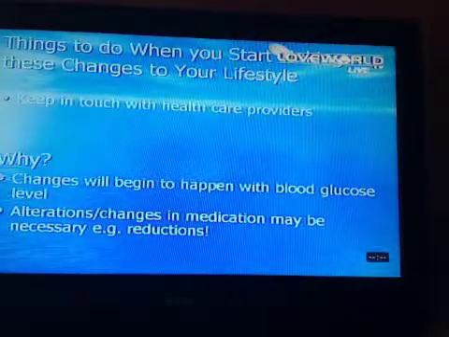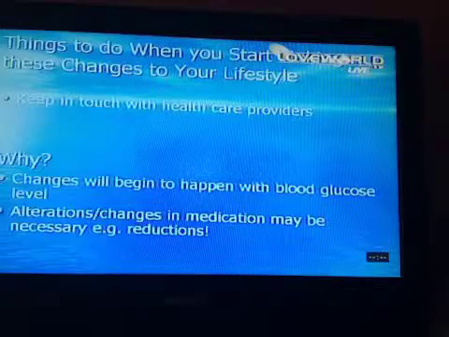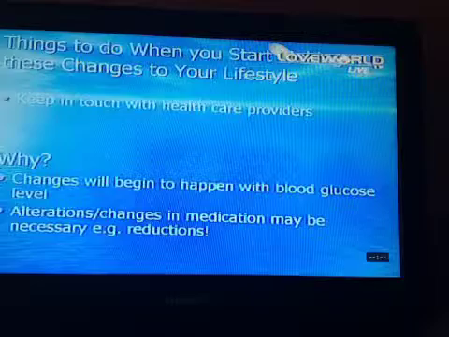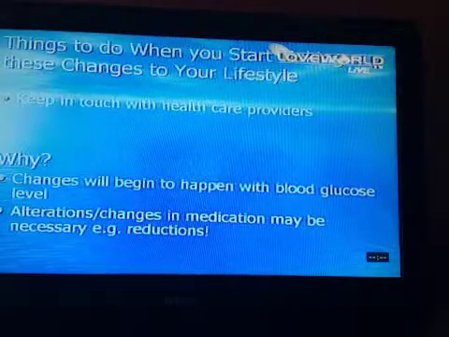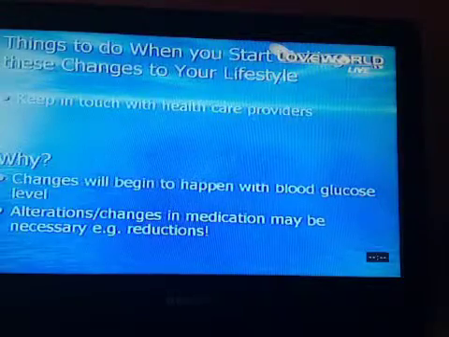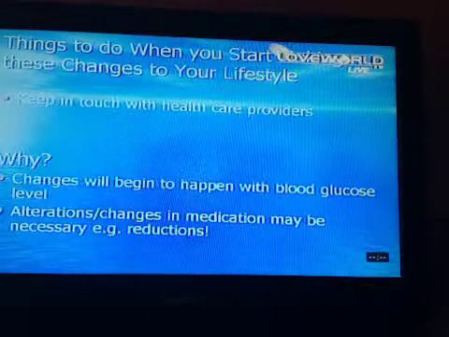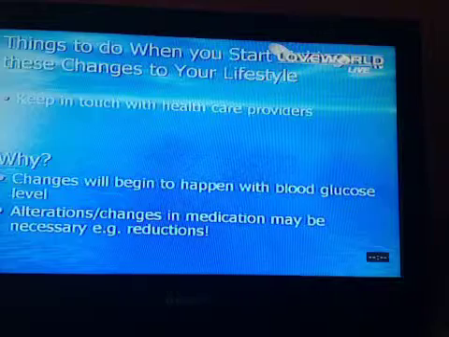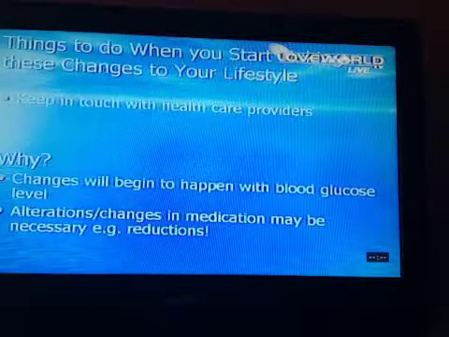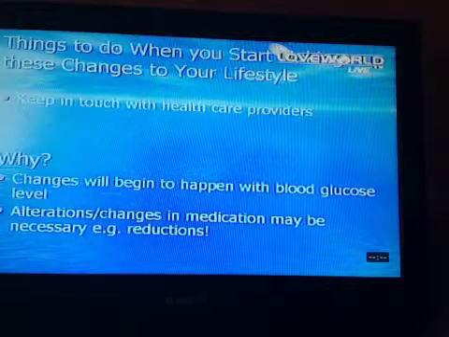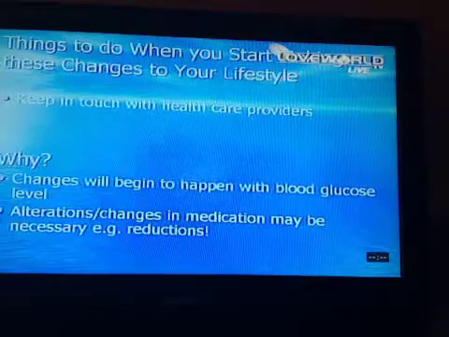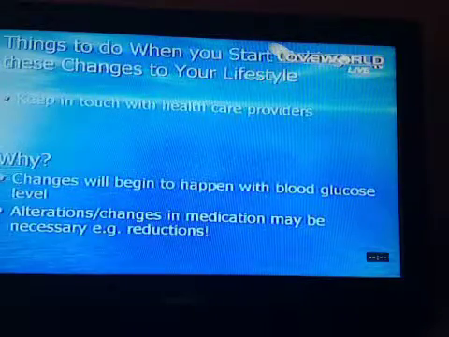Now, bear in mind though, when you start doing these things, that things are going to start changing. Therefore, it's important for you to keep in touch with your health professionals, because once you start changing your diet, changing your lifestyle, and exercising, things are going to begin to change. You're going to start shifting weight, and you're going to start changing your blood glucose levels. So it's important to keep in contact with them. I can't stress that enough. Keep in contact with them so they can review your medication on a regular basis and keep you in control.